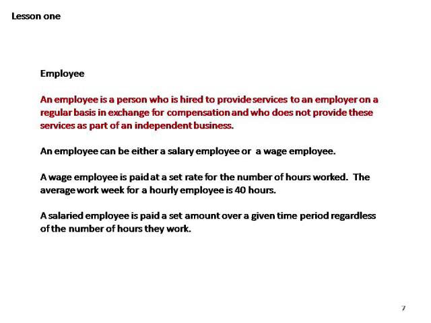A wage employee or hourly employee is paid at a set rate for the number of hours worked. The average work week for an hourly employee is 40 hours. A salaried employee is paid a set amount over a given time period, regardless of the number of hours they work. So as a salaried employee, for example, as a manager, you would get paid, say, $500 a week, whether you worked 40 hours or 80 hours.